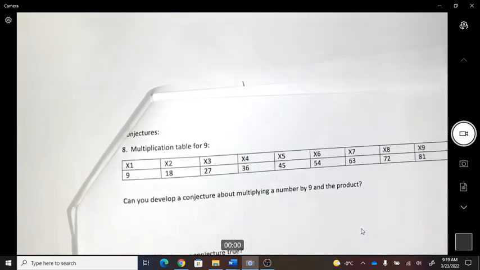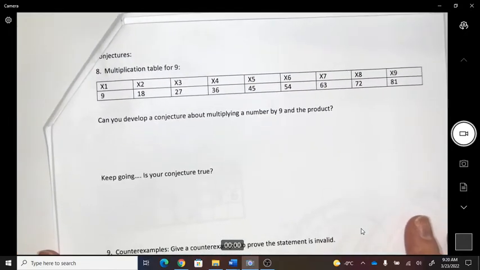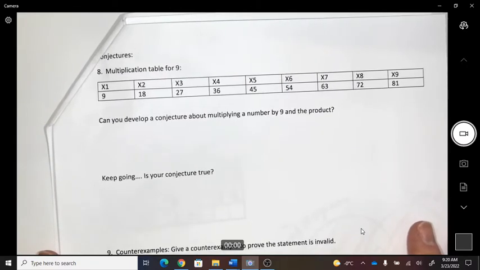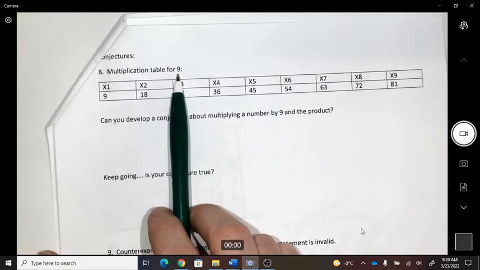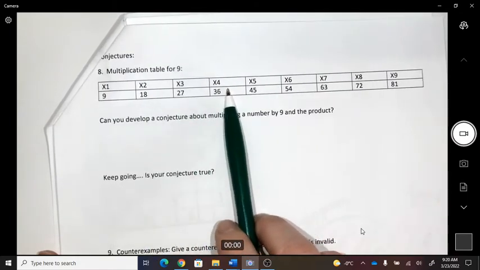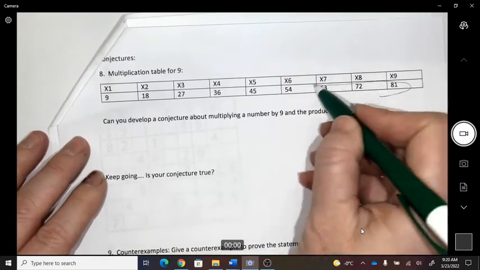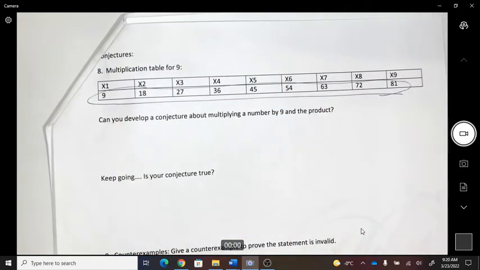Okay, making conjectures. Can you develop a conjecture about this multiplication table? So 1 times 9 is 9. 2 times 9 is 18. 3 times 9 is 27. Can you make any kind of conclusion? So when a number gets multiplied by 9, the product, is there something patterny going on with the product? What do you see?